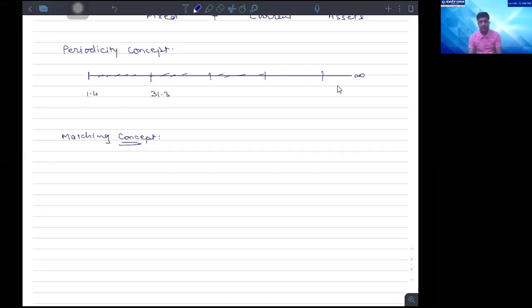Now, let's talk about the matching concept. The matching concept basically says: match the expense for a period with the income of the same period.